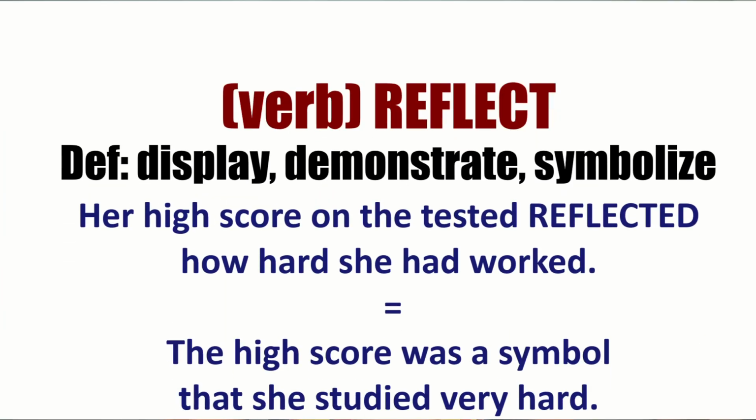Last one, number 5, reflect. This is to display, demonstrate, or symbolize. A common form is something reflects noun or something reflects noun clause. Here's an example. Her high score on the test reflected how hard she had worked. So she got a high score, and this high score is a symbol that she studied very hard.